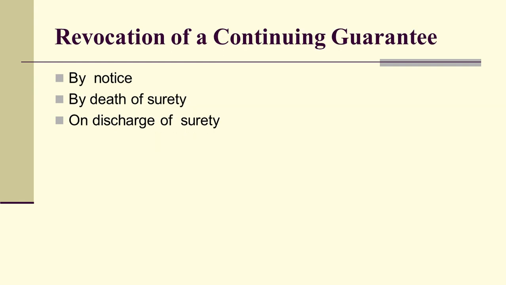Next, the revocation of a continuing guarantee. How is the continuing guarantee revoked? By notice. Revocation means taking back the guarantee of a person. So by notice, you can revoke your continuing guarantee. By death of the surety: a person who dies, then the contract automatically ends. And by discharge of the surety: when all the performance is completed, the surety will be discharged from the guarantee, so it becomes revoked.